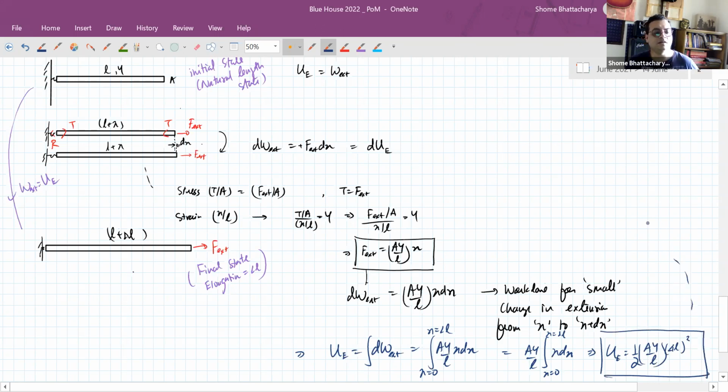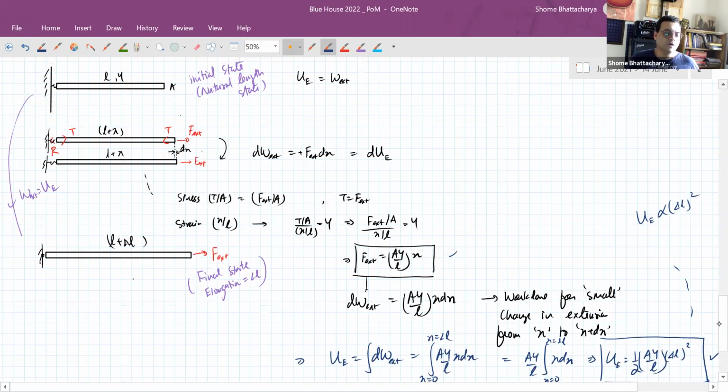So as expected, our elastic potential energy is proportional to delta L square, but the constant of proportionality is half AY by L. Okay. So we'll see that there is a connection between this equation and this equation also. So just go through this derivation quickly and note down the key points.